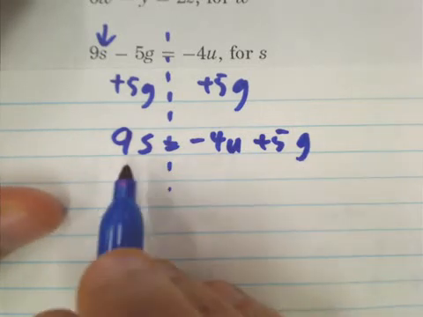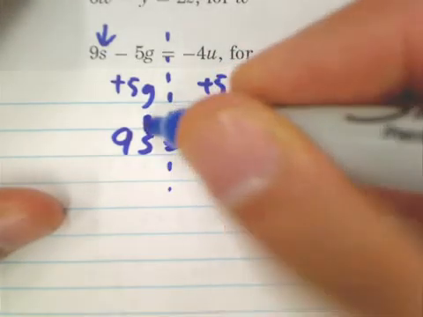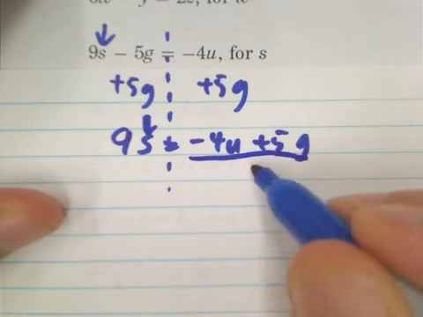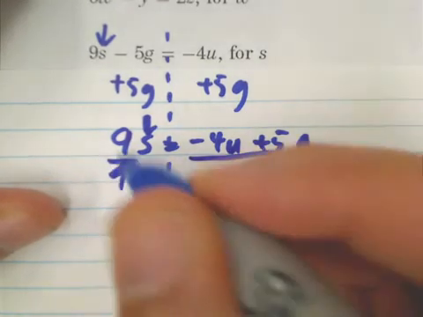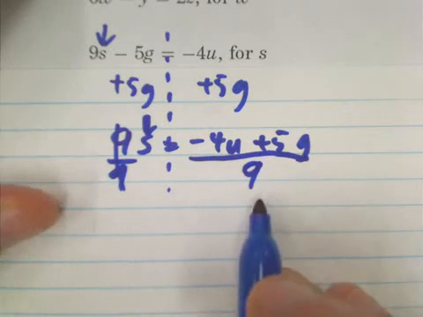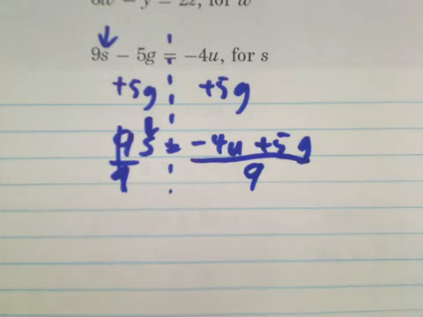Okay? My next step is to divide by whatever's in front of my letter. So I'm solving for s. In this case, it does happen to be a number. It happens to be 9. So put this all over 9. And then you're done. There's your answer. Negative 4u plus 5g over 9. It's really weird looking, but it's not unmanageable. Just write it out. That's it. You don't need to do any arithmetic there.